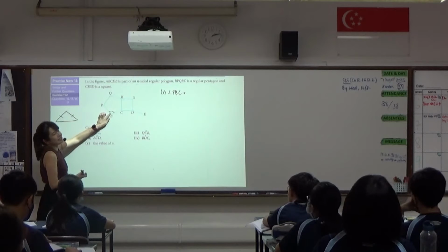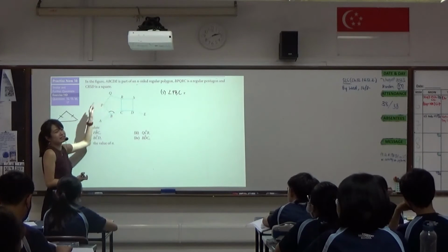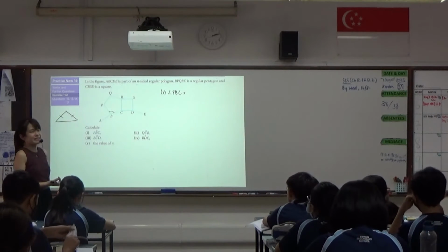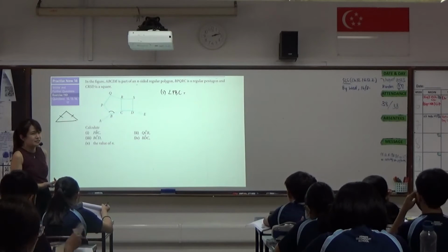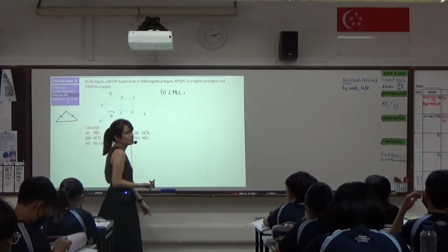Angle PBC is an interior angle of a pentagon, a regular pentagon. What is the sum of interior angles of a polygon?